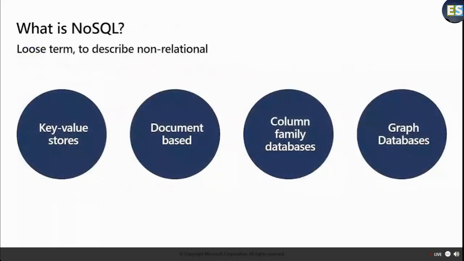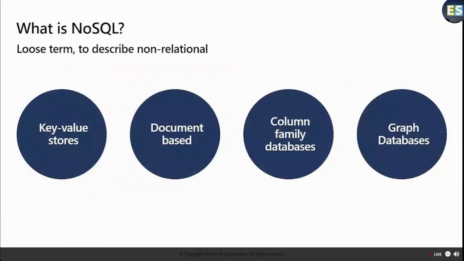Now, you might have heard or seen the term NoSQL floating around when you're reading about non-relational databases. NoSQL is rather a loose or generic term that simply means non-relational. So some people debate that NoSQL means not SQL or not only SQL, but essentially it just means non-relational data. Now, NoSQL or non-relational databases generally fall into 4 categories. So we have key value stores, document databases, column family databases, and graph databases.